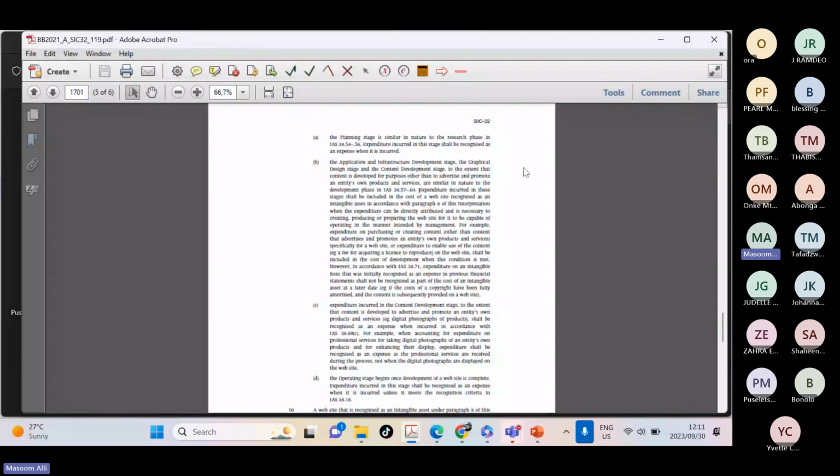Okay, so this is linking to IAS 38, in terms of your intangible assets. But it's not part of IAS 38. It's a separate standard on its own called Circular 32. So when you go through your handbook, find this one.